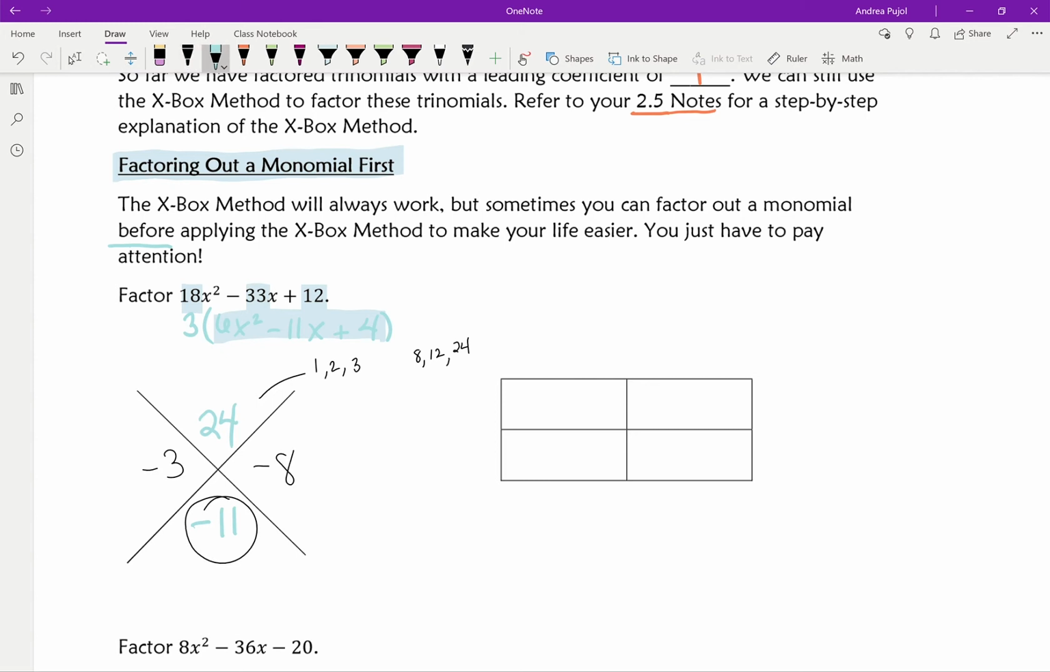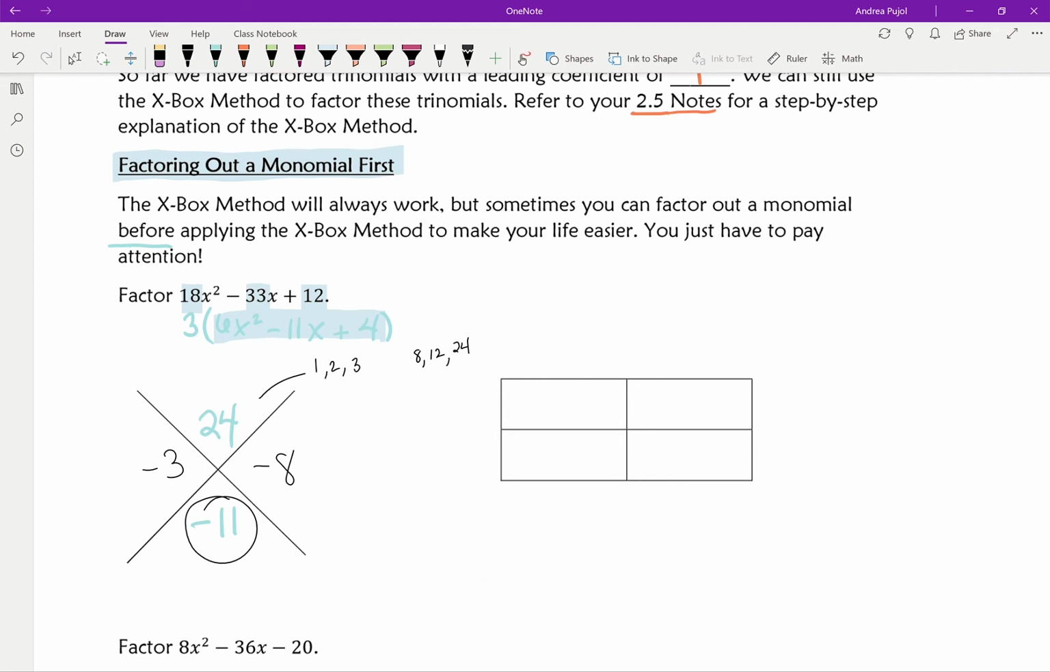And then this is where the box comes in. Before, if I had a leading coefficient of 1, I just went straight to x minus 3 times x minus 8. But if we were to multiply all that out, we would get x squared minus 8x minus 3x plus 24, which is not what you started with. That's not even close, really. So I can't just go straight to my answer. The box actually does come in handy here.